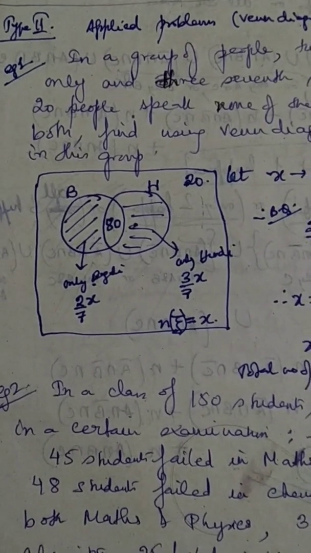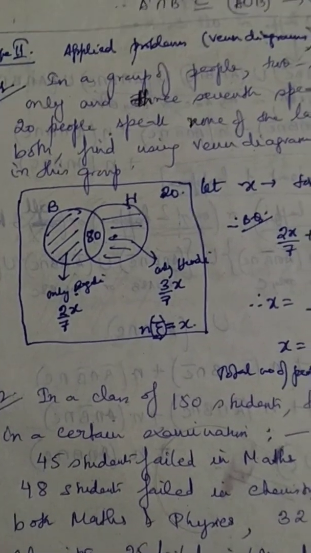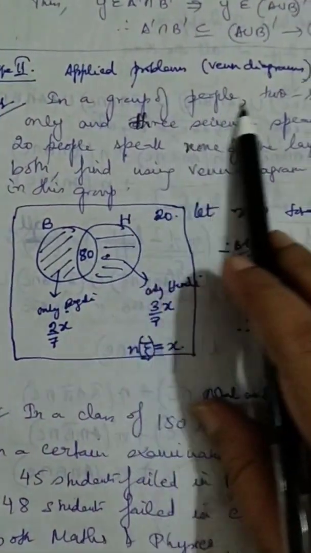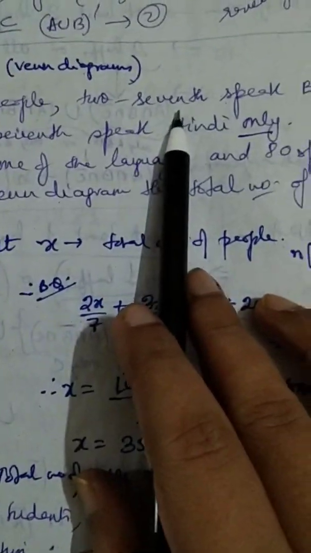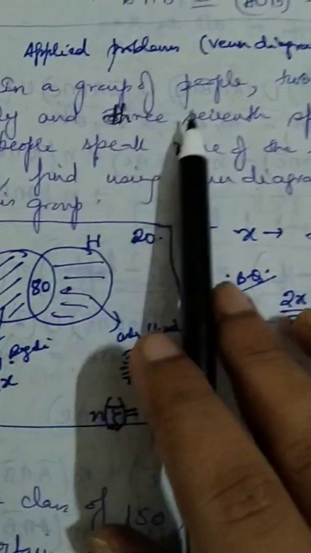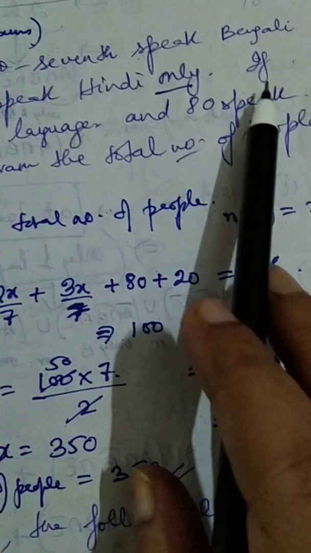Today we'll do some worded problems, that is the type 2 category of problems using Venn diagrams, applied problems. First example: in a group of people, 2/7 speak Bengali only and 3/7 speak Hindi only. I've underlined the words "only".